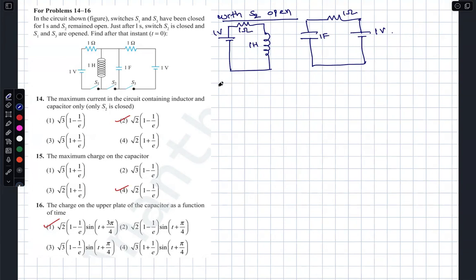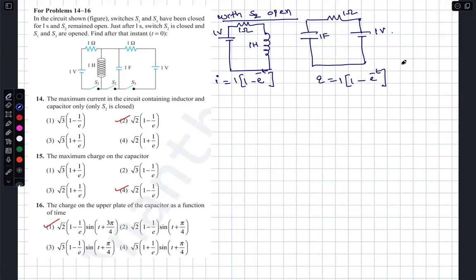Now, in this case, the current through the inductor has a maximum of 1 ampere, 1 volt by 1 ohm. It is 1 into (1 minus e to the power of minus t by tau), which is also 1 here. Whereas the charge Q has a maximum of 1 coulomb, CV, so 1 coulomb, times (1 minus e to the power of minus t).